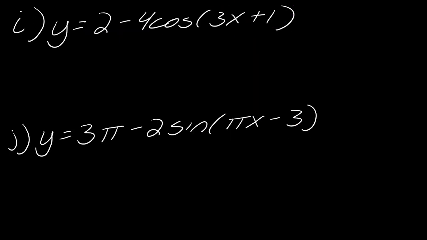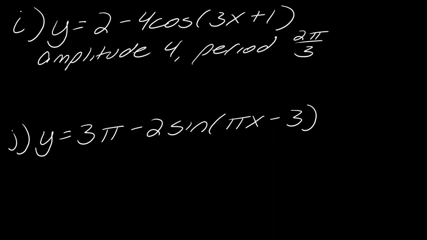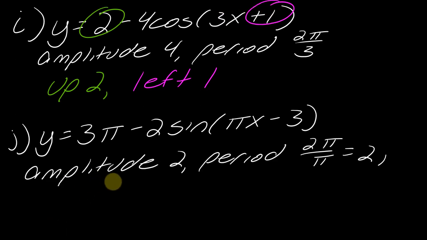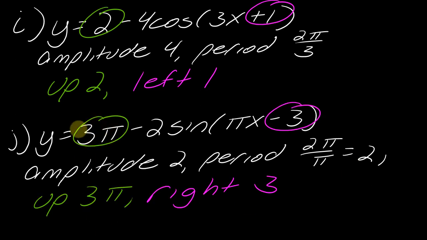Okay, so I've got these last two here. Again, these are the last two I'm going to go through just to make sure that you are cracking the code. Pause, hit play when you think you've got them both. Okay, so I've got an amplitude of 4, that's this number here, and then the period of 2 pi over 3, so again, just taking that part there. Then I'm going to move up 2 and to the left 1. And for j, I have an amplitude of 2, this number here. The period is 2 pi divided by this pi, so the period will just work out to be 2. And then I'm going to move up 3 pi and to the right 3.